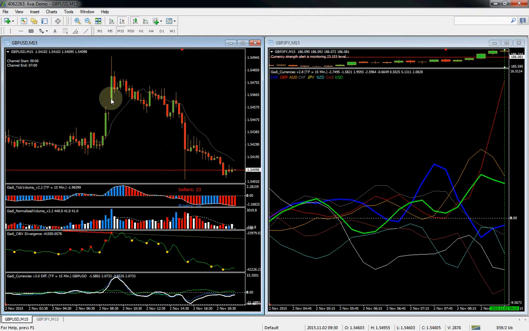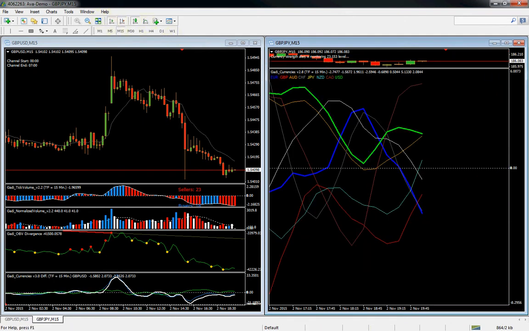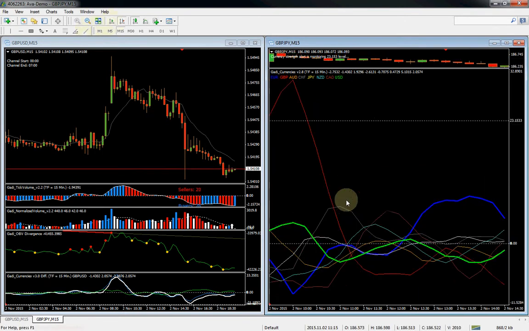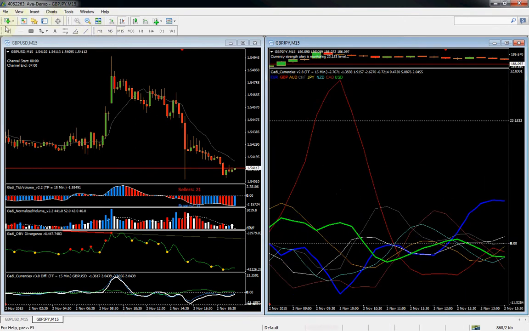Right, so we had this gap up here. Now if I just get rid of that line there, sorry, just bear with me. Right, here we go. This is what I was looking for.